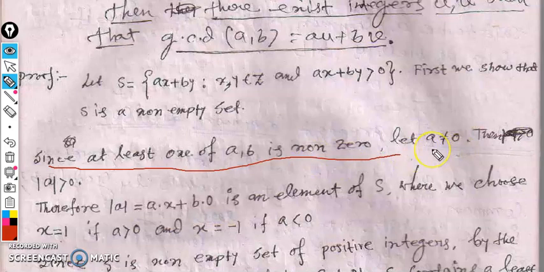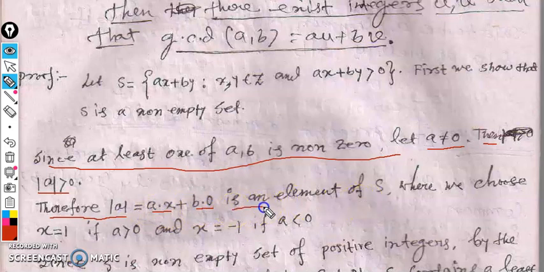Without loss of generality, we can write A not equal to zero. Since A is not equal to zero, its modulus value should be greater than zero. It's basic: if we consider A equals minus 5, the mod of minus 5 is 5. So here is the way of constructing the element mod A, that is A into x plus B into 0, which is an element of S.